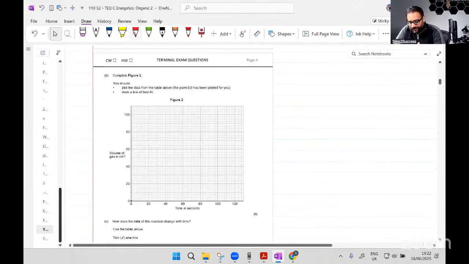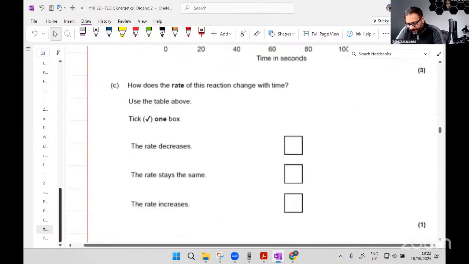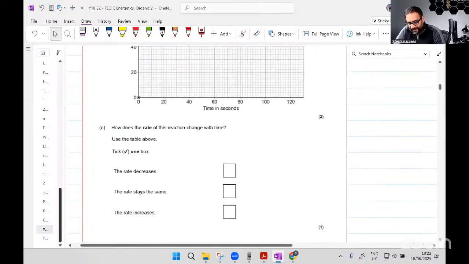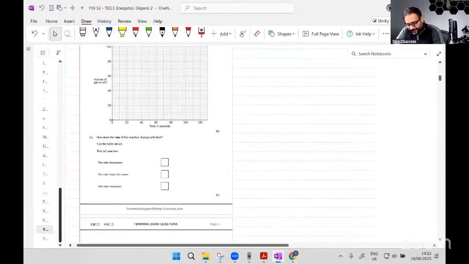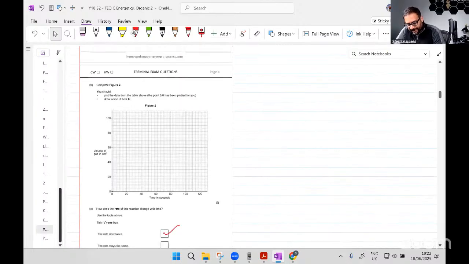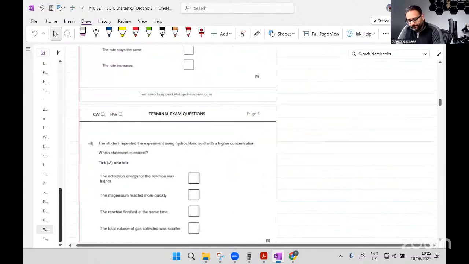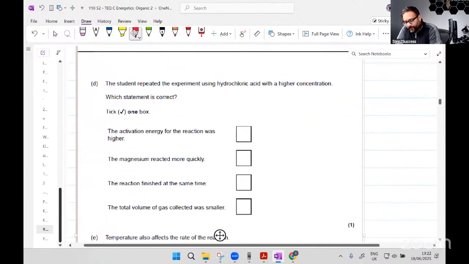Complete the graph, right? I'm not going to answer this question because you have to draw a graph, which would be easy. How does the rate of this reaction change with time? Well, with time, the rate decreases, because what you will find is your graph looks something like that. It'll be something like that. I'm not drawing it for you. I'm not plotting it for you, but it should be something like that, and get slower.